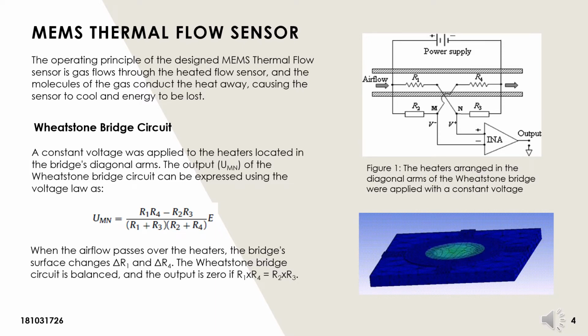Next is the Wheatstone bridge circuit. A constant voltage was applied to the heater located in the bridge diagonal arm. The output of the Wheatstone bridge circuit can be expressed using the voltage law below. When the airflow passes over the heater, the bridge surface changes R1 and R4. The Wheatstone bridge circuit is balanced and the output is 0 if R1 times R4 equals R2 times R3. At the right side, Figure 1 shows the heaters arranged in the diagonal arms of the Wheatstone bridge, which were applied with a constant voltage.